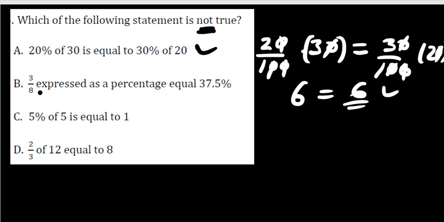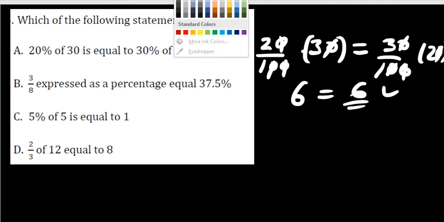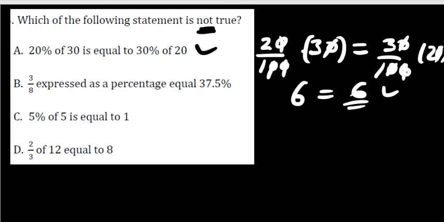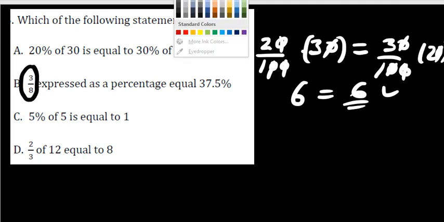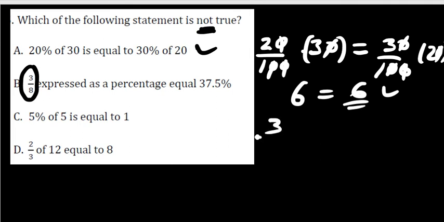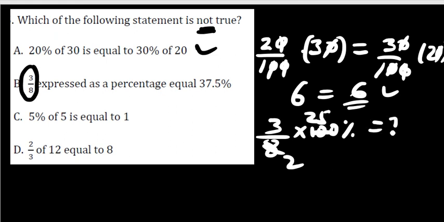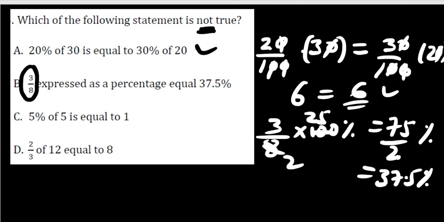A is true. B, 3 over 8 expressed as a percentage. When you change fraction to percentage, simply multiply by 100%, because it's already a fraction. So what to do? 3 over 8 multiplied by 100%. When you do that, by 4 this will be 2, this by 4 25, and 25 times 3 will be 75. 75 over what? 2%. 75 divided by 2 will be 37.5%. Still that's correct. B, true.